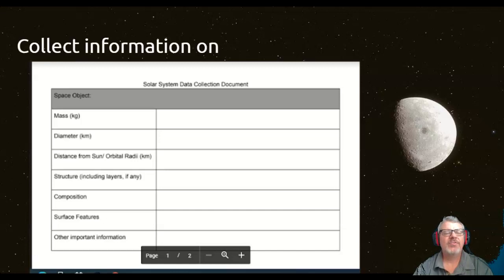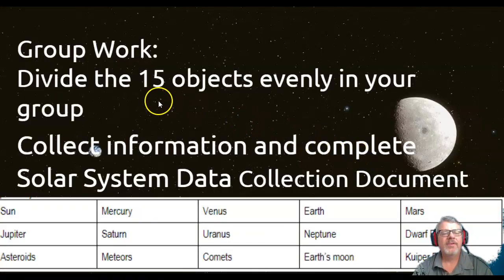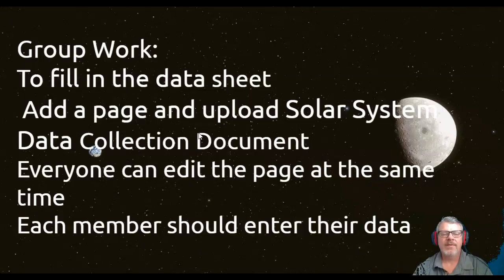And what you're going to do is go and find the mass of the object, the diameter of the object, the distance from the sun, and complete this. I'd like you to do this as group work. And then you would divide the 15 objects evenly in your group. That way you would have 3 or 4 objects to do rather than the whole 15. You're going to collect the information on a shared document. You can do that by adding a page or sharing the document, which some classes have found easier to do. If you share it, everyone can edit the page at the same time.